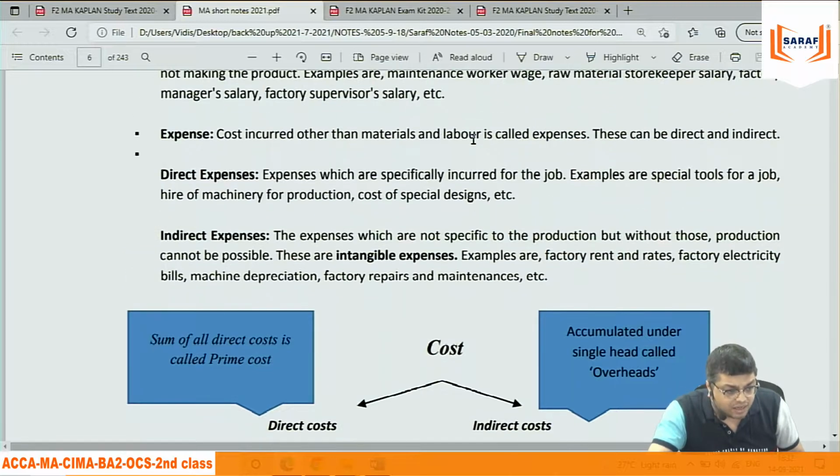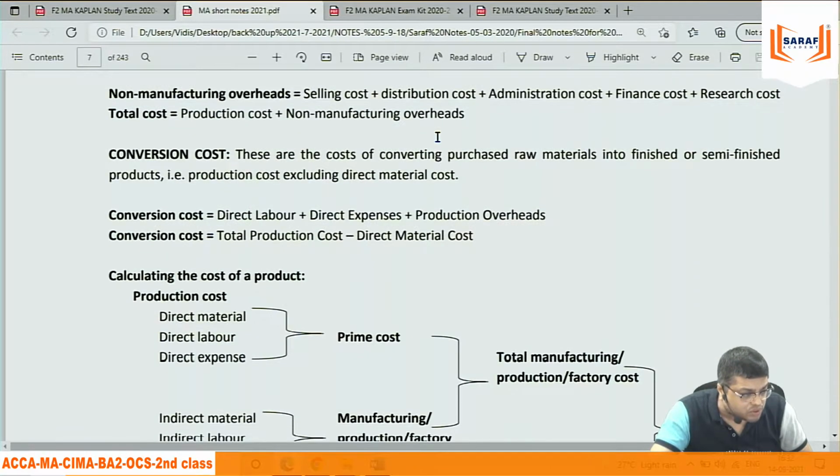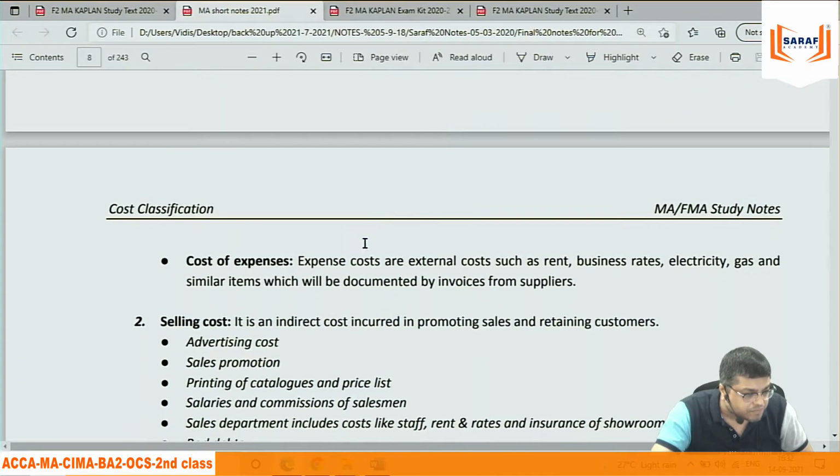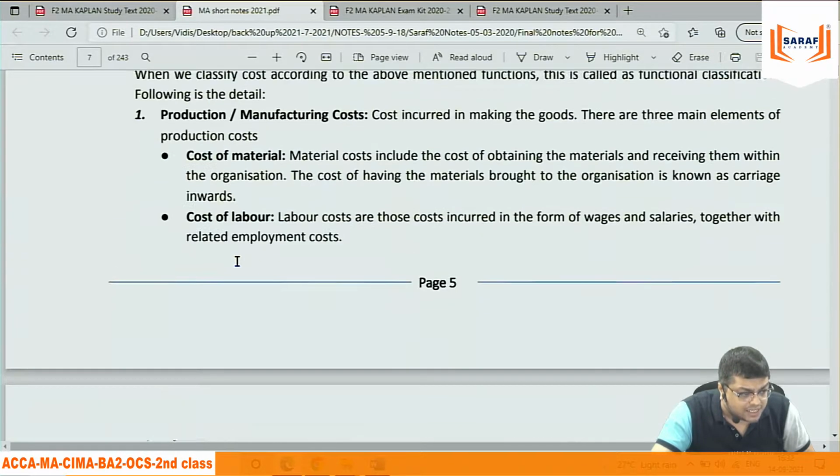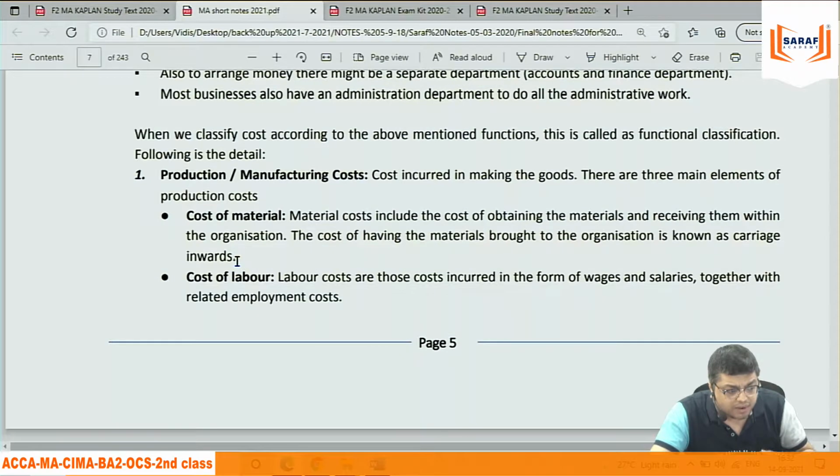But they have written hire charges. If you see, one second. Expenses, costs are external. Costs such as rent, business rates, electricity, gas, similar items will be documented by invoice from suppliers. They are saying these are expenses. But these are direct expenses because they will be required.